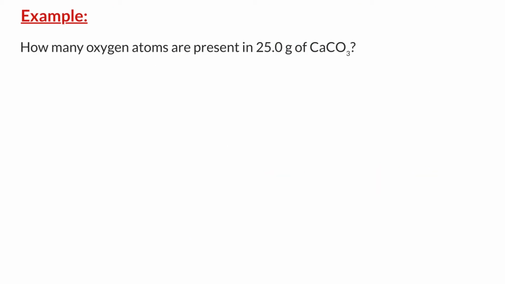Let us do another example. How many oxygen atoms are present in 25.0 grams of calcium carbonate? We have already learned how to convert between mass of a substance and the number of moles of a substance. We use the molar mass of the given substance to convert from mass to moles or moles to mass.